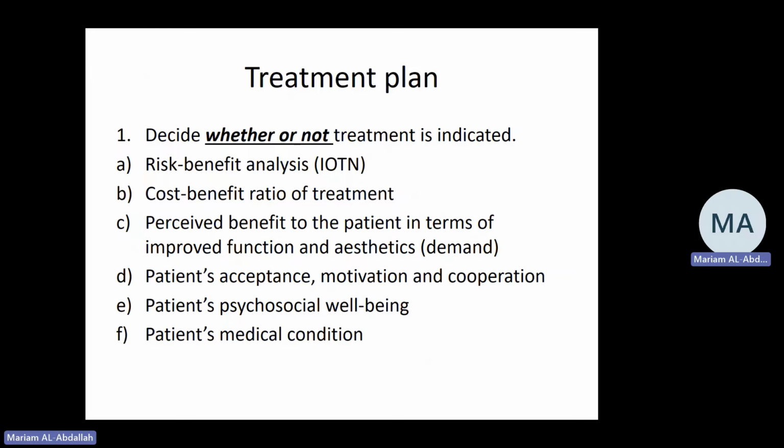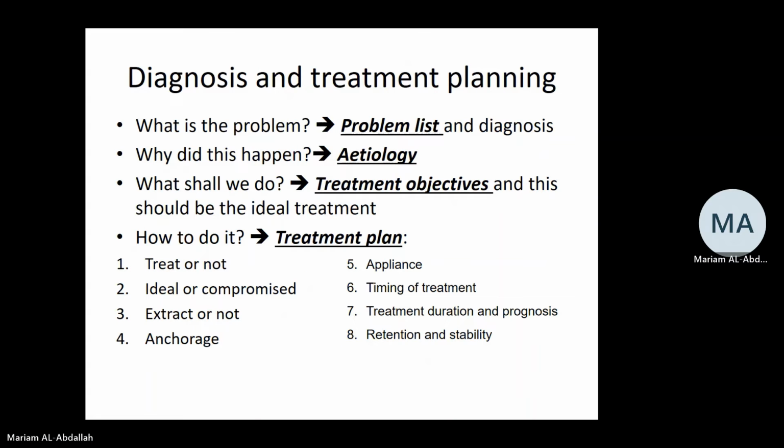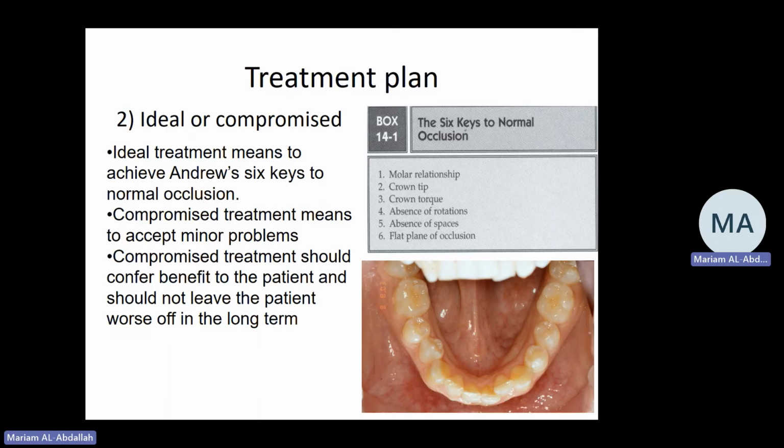Of course, cost benefit should be discussed with the patients, and perceived benefits should be discussed. Patient's acceptance, motivation, cooperation, psychological well-being, and medical conditions all will affect this decision. The other question: ideal or compromise. If you're talking about ideal, that means you are looking at the 6 keys to normal occlusion, normal skeletal pattern, and normal soft tissue pattern in order to say, oh, this is ideal.